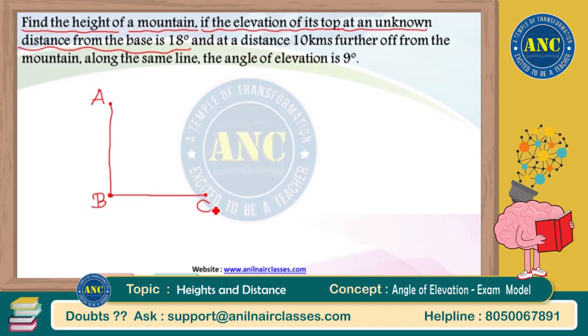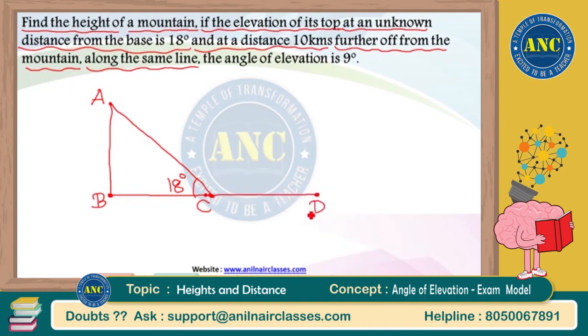From that point C, at this unknown distance BC, the angle of elevation of the top of the mountain is given in the question as 18 degrees. And at a distance of 10 kilometers further off from the mountain, that means along the same line, at a distance of 10 kilometers from this point C, I will find a point called D. Further off from the mountain means moving away from the mountain. CD is along the same line as BC.